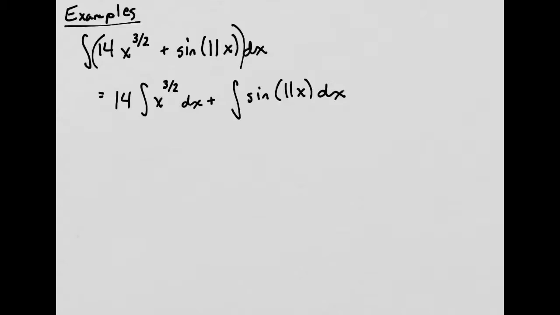And so whenever you take the antiderivative, you're going to add 1 to that 3 halves, which makes it 5 halves.